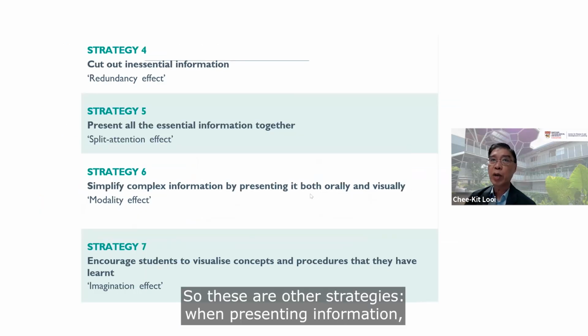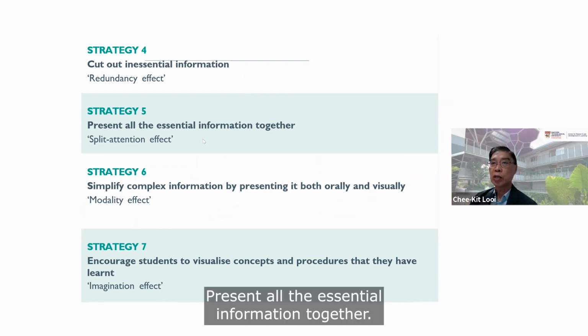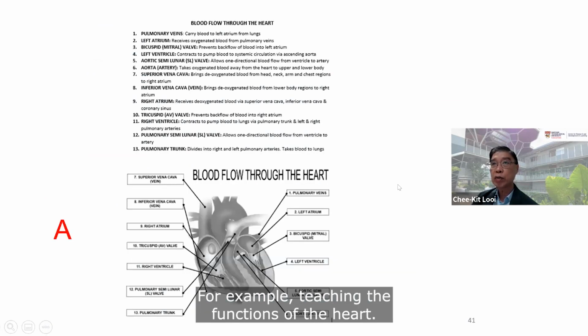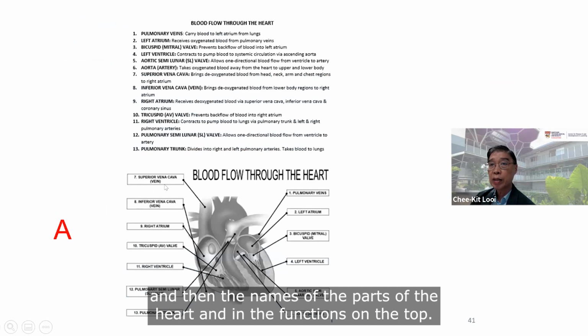When presenting information, cut out the inessential information, present all essential information together. Number 5, you don't want to split the attention. For example, teaching the functions of the heart. This is option A, where you have the diagram of the heart at the bottom, and then the names of the parts of the heart, and then the functions on the top.